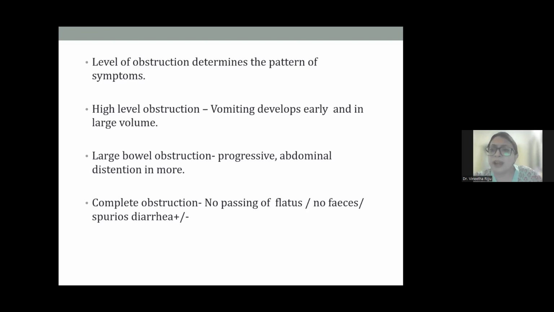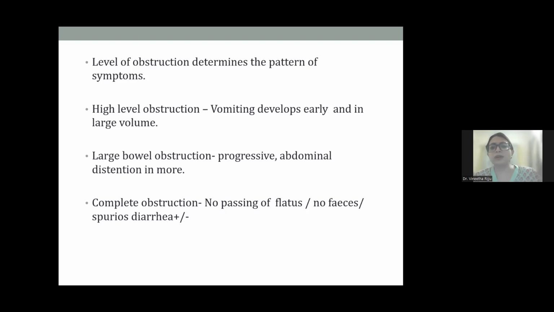Now, how do we define where the obstruction is? Are we looking at an ileal obstruction, or a colonic obstruction, a large bowel obstruction? The first thing that comes into our mind is that we can take a CT scan and check, isn't it? But what else will tell you where the obstruction is? You are at the bedside, or at the patient's home. The patient tells you he's been having severe vomiting, and such a large volume of vomitus, then it is likely a higher level of obstruction.